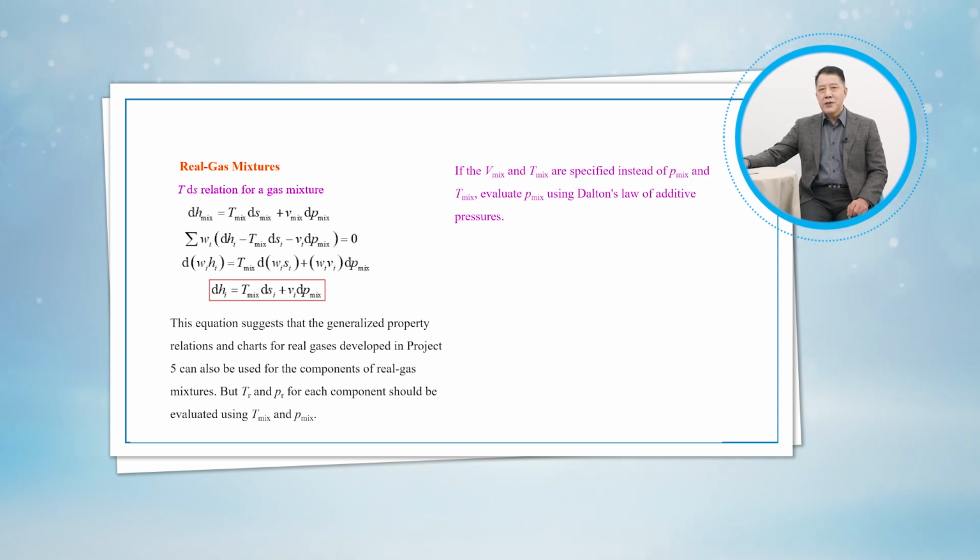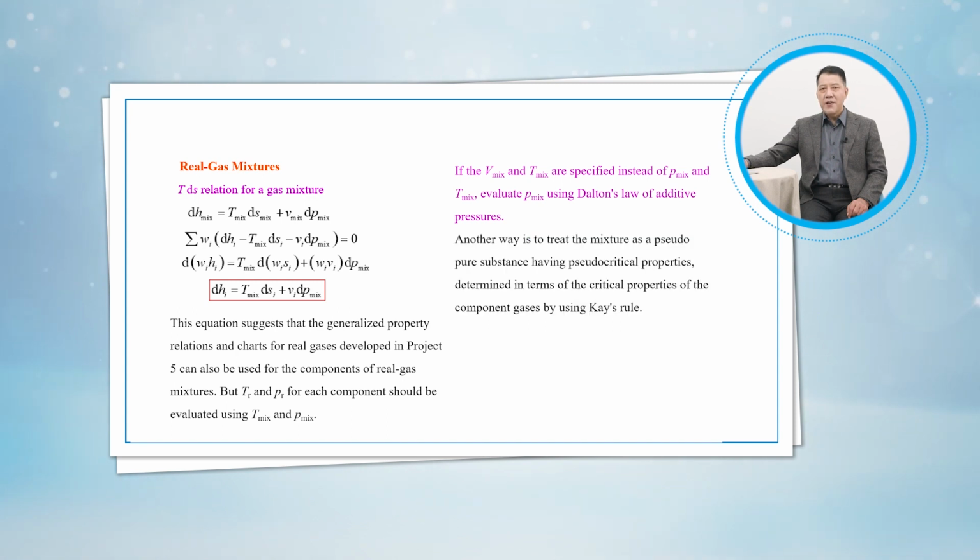What if the mixture volume and temperature are specified instead of the mixture pressure and temperature? Well, there is no need to panic. Just evaluate the mixture pressure using Dalton's law of additive pressures and then use this value as the mixture pressure.